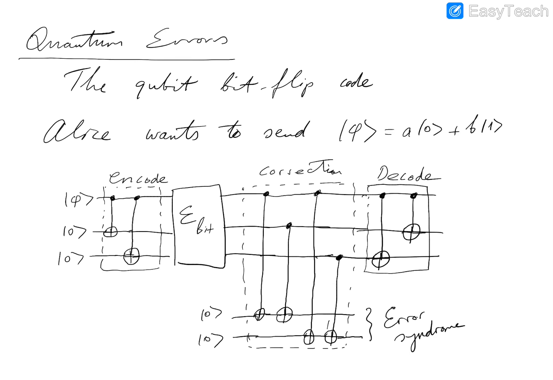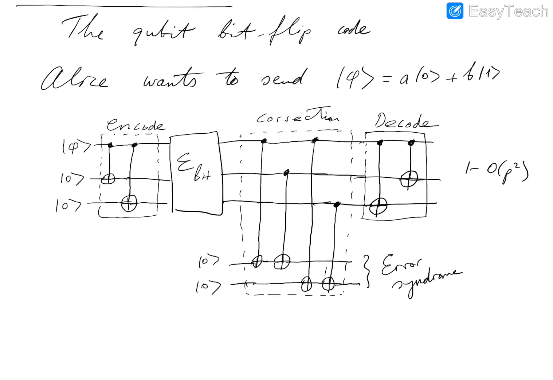Since we have the bit flip error model, the correction will also be a bit flip transformation applied to one or none of the qubits. And this will leave Bob with a single qubit in the state phi with probability 1 minus big O of p squared. All right, so let's see how this works.